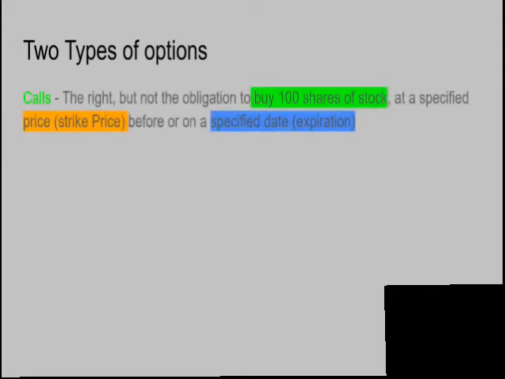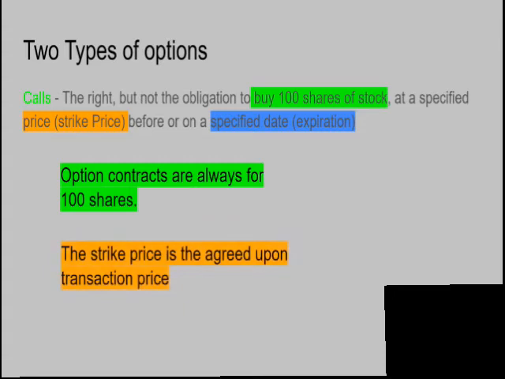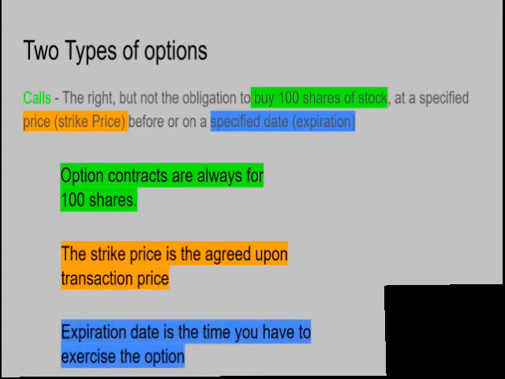A call is the right, but not the obligation, to buy 100 shares of stock at a specified price, the strike price, before a specified date, the expiration date. Option contracts are always for 100 shares. The strike price is the agreed upon transaction price. The expiration date is the time you have to exercise the option.